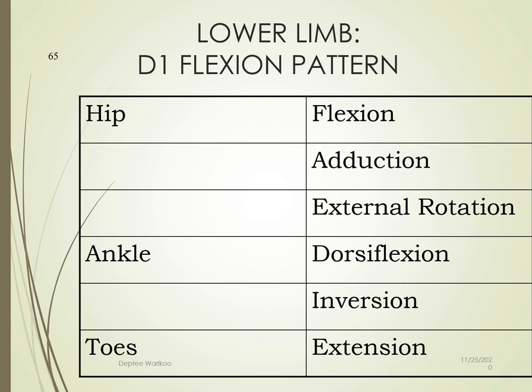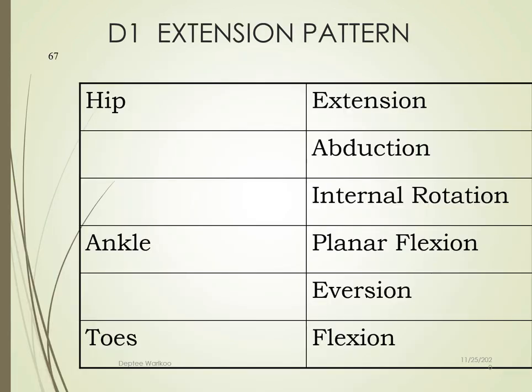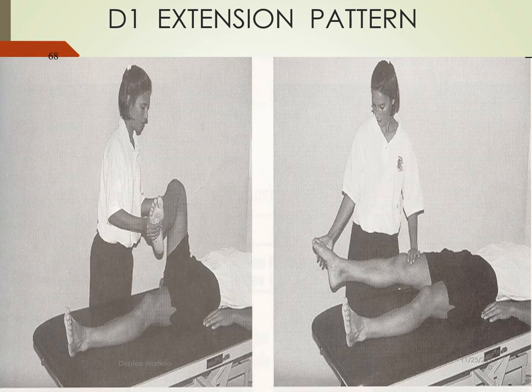Same way, the hip in flexion, adduction, external rotation. Ankle goes for dorsiflexion, inversion, and toes for extension. This is D1 flexion pattern. See, here the end movement is the D1 flexion pattern. D1 extension is extension, abduction, internal rotation with ankles in plantar flexion, eversion, and toes in flexion. See, the second part is the D1 extension pattern. You start off with the opposite pattern always.